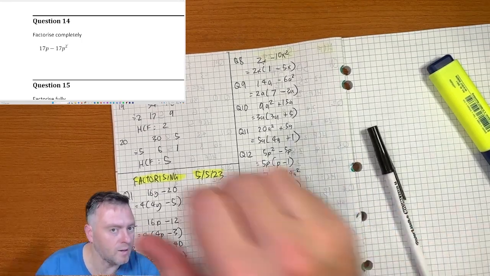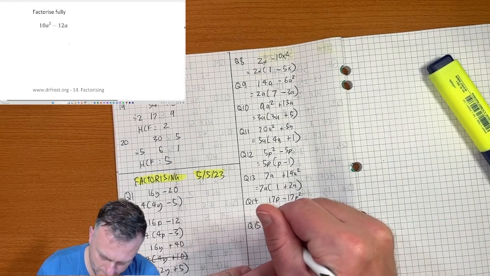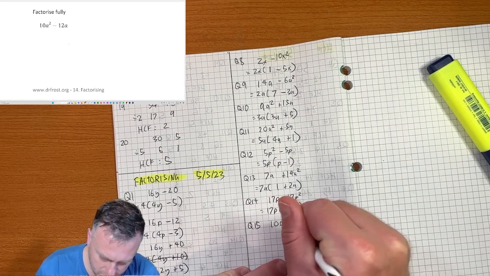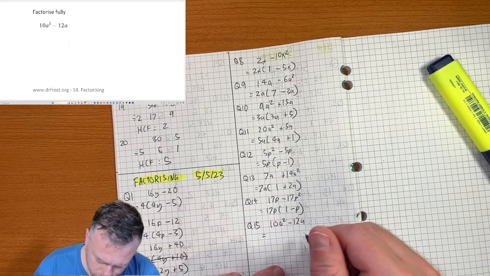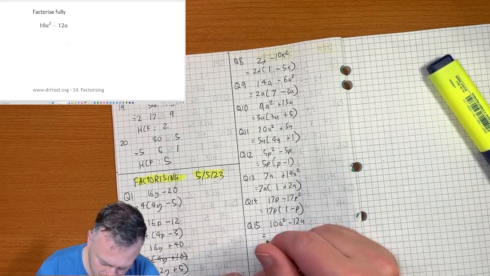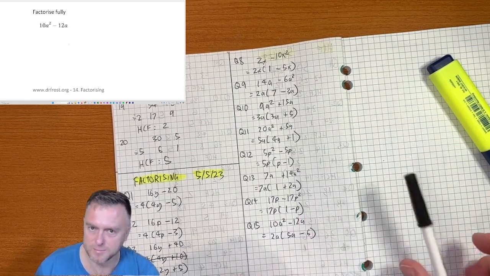Question 15. So we've got 10a squared minus 12a. I'm going to take a 2a out of both of those. So 2a, that leaves it with 5a there, and then minus 6.